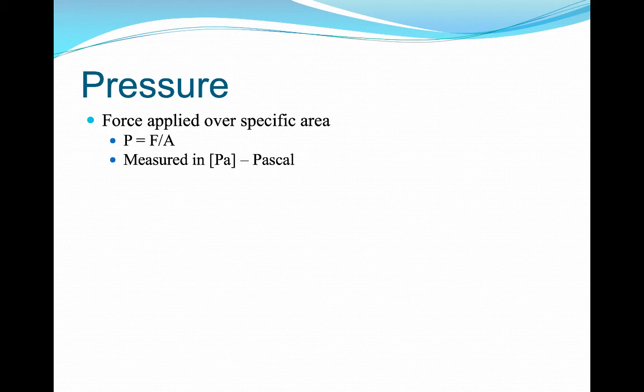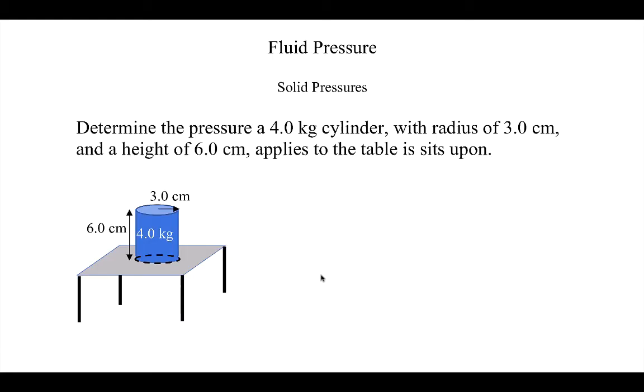And pressure in metric is measured in a standard unit called the Pascal. It's also the same thing as the Newton per square meter. So for example, talking about the pressure a solid can apply, which we want to understand before we get into the ideas of fluids, a reminder of this is: if I've got a 4 kilogram cylinder with a radius of 3 centimeters and a height of 6 centimeters and it's sitting on a table, I just want to know how much pressure it's applying to the table.